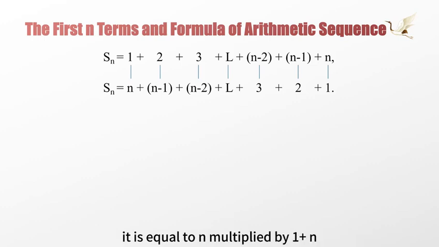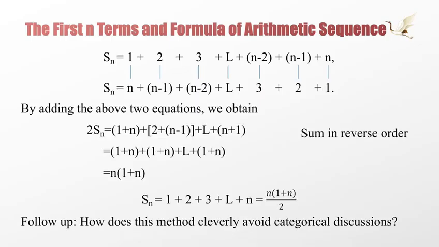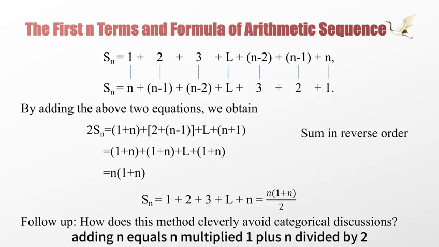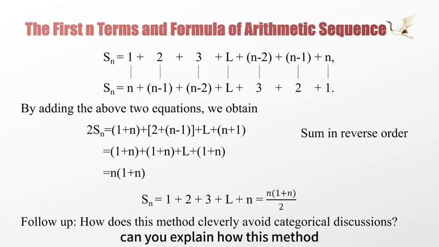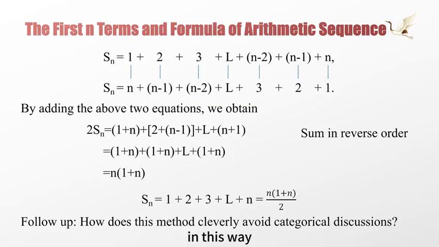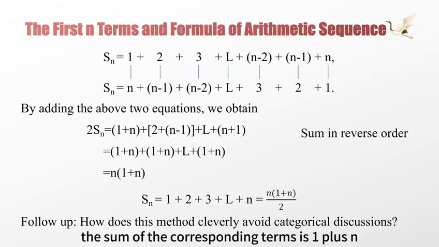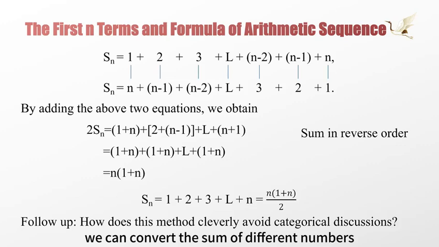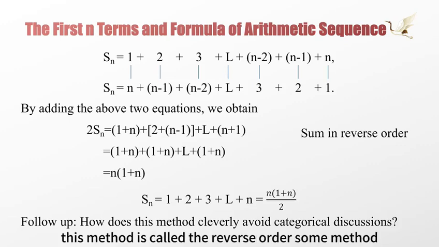It is equal to n multiplied by 1 plus n. In this way, Sn, which is 1 plus 2 plus 3 continuously adding up to n, equals n multiplied by 1 plus n divided by 2. Can you explain how this method cleverly avoids classification discussions? This method adds 2Sn, one from 1 to n and the other from n to 1 in reverse. In this way, the sum of the corresponding terms is 1 plus n, so that regardless of whether n is odd or even, we can convert the sum of different numbers into the sum of n identical numbers. This method is called the reverse order sum method.